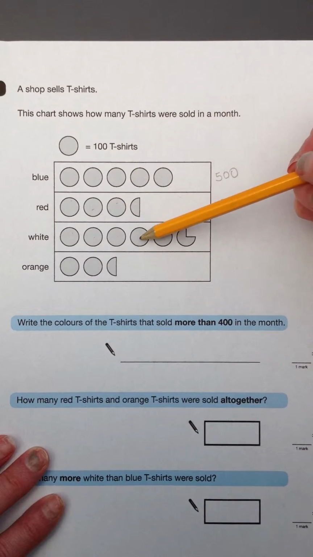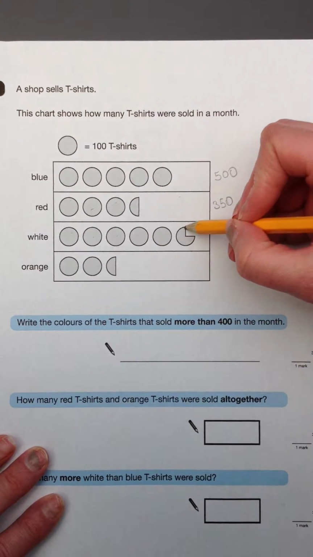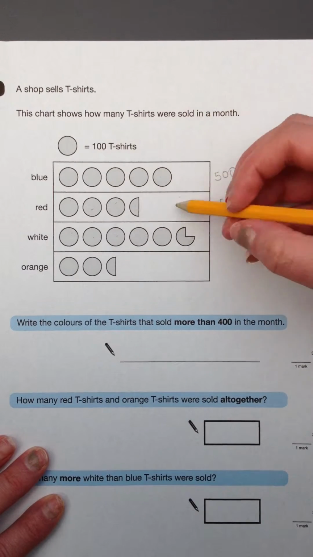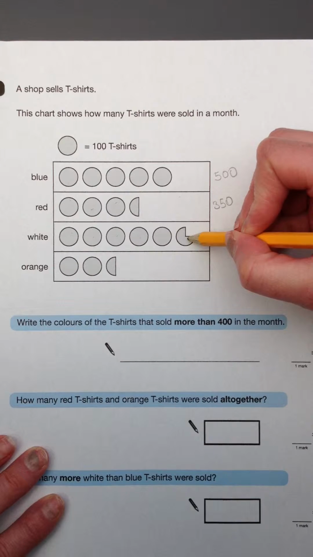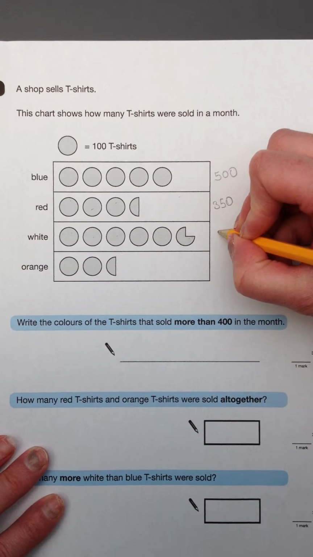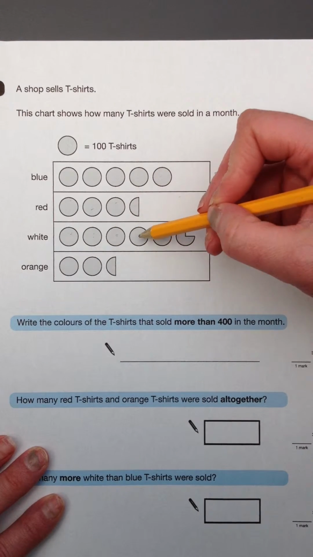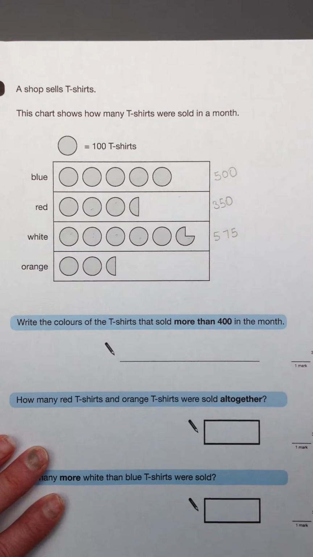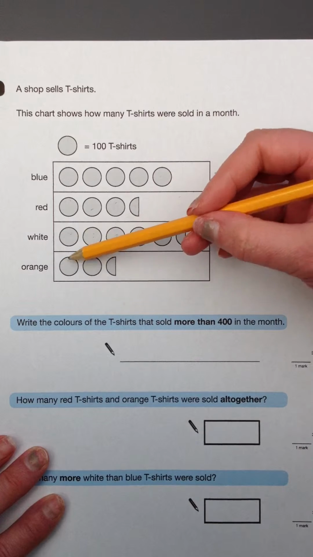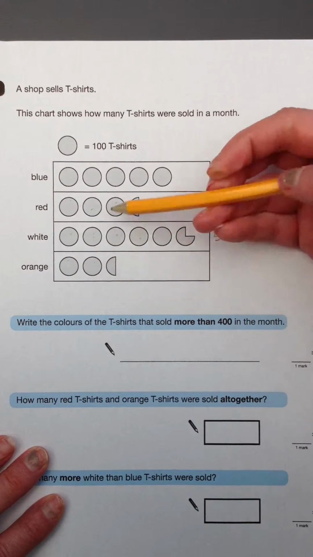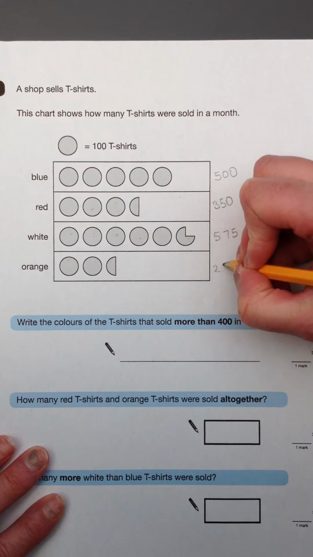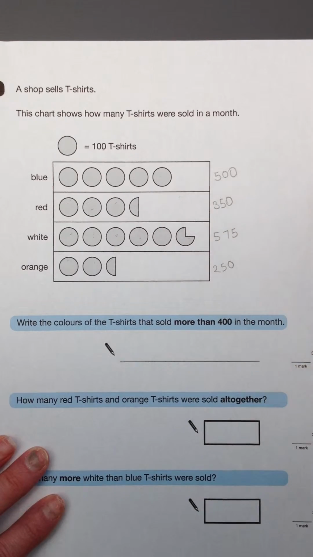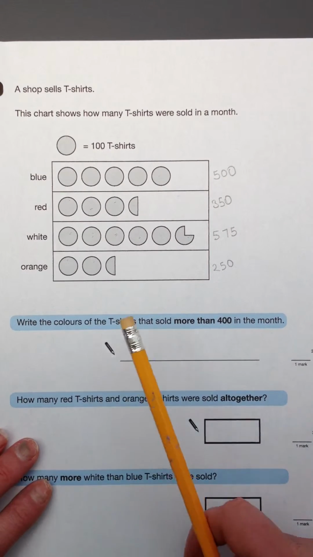100, 200, 300, 400, 500, and here we've got 3/4 of a circle. 3/4 of 100 is 75. So there were 100, 200, 300, 400, 575 white t-shirts sold. 100, 200, there's another 50 for the orange, so 250. Okay, that information will help you with this question.